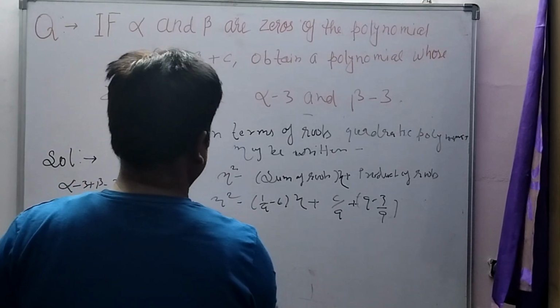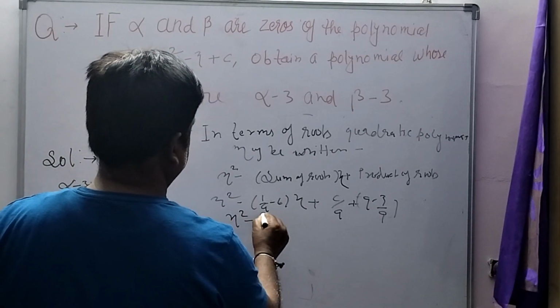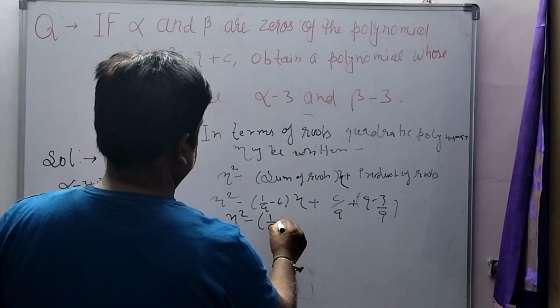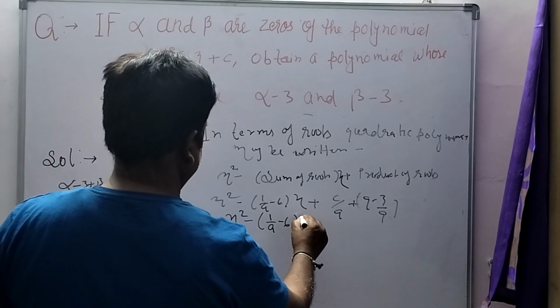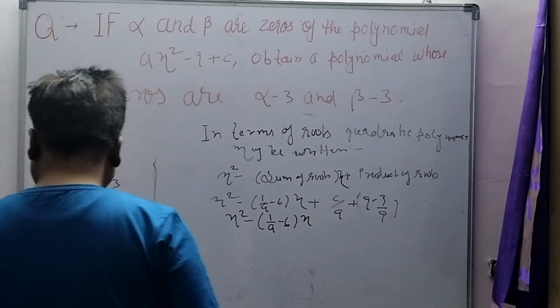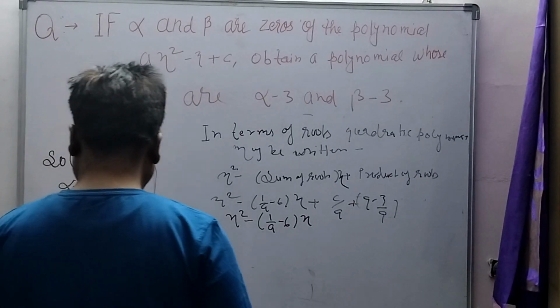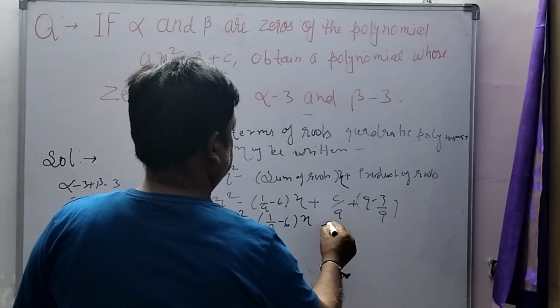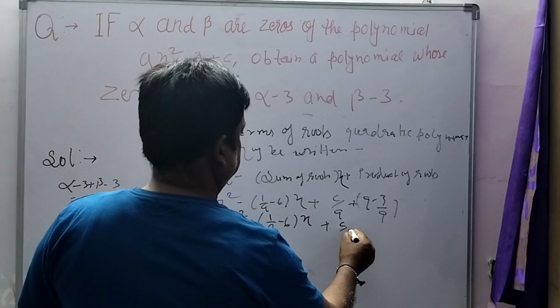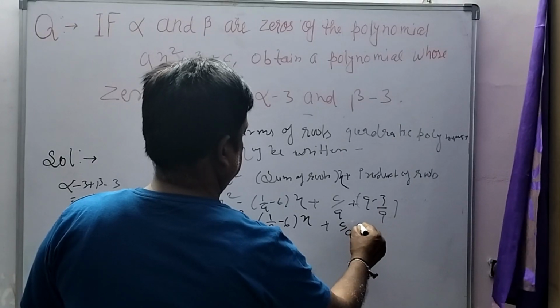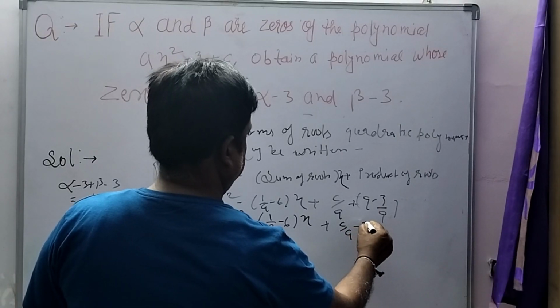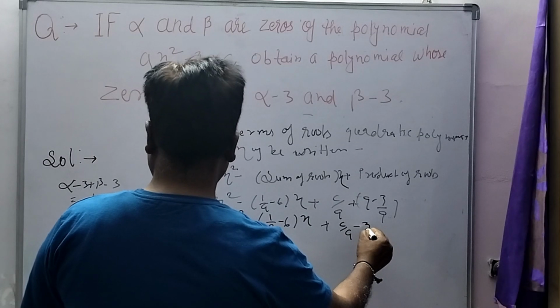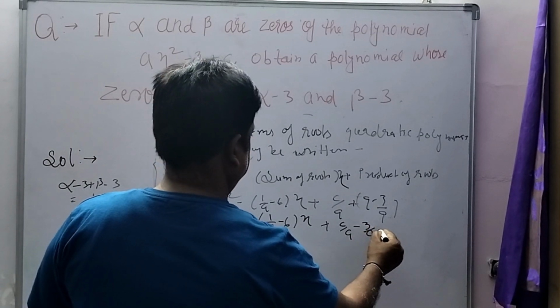And we will get the equation x square minus 1 minus a by x plus c by a minus 3 by a plus 9.